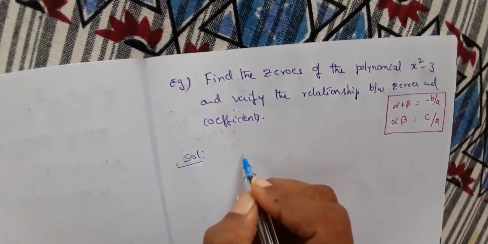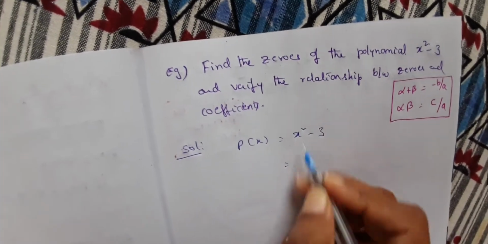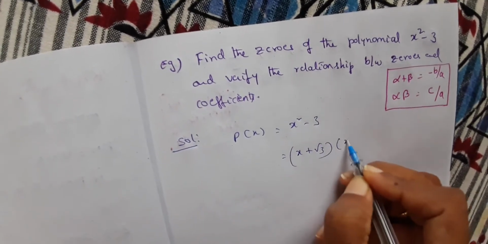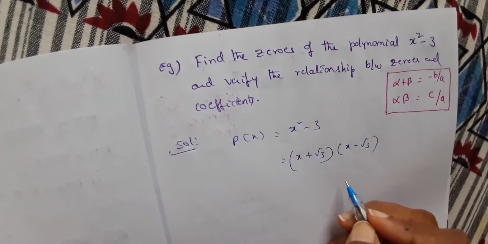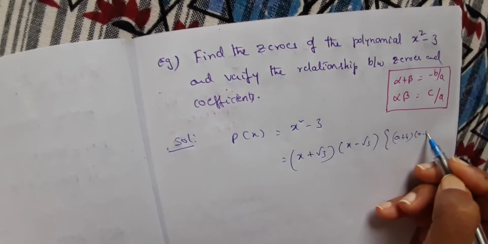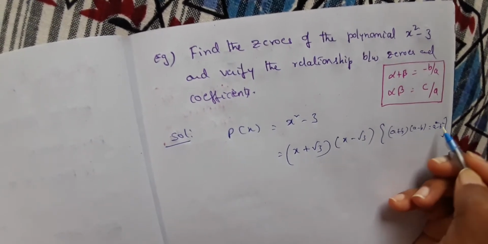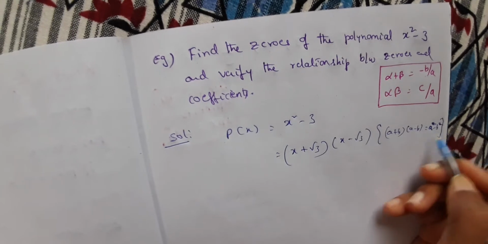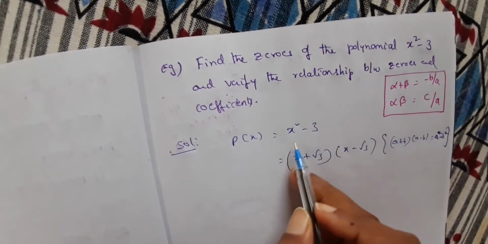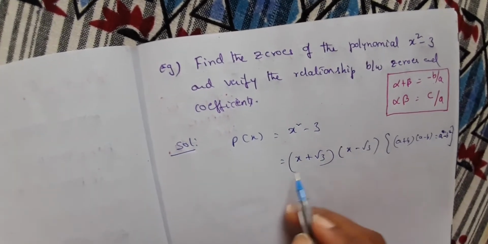So here, p of x is equal to x square minus 3. I can write it as x plus root 3 into x minus root 3. Why? Because a plus b into a minus b is a square minus b square. So using this identity, I can make this sum as a product of two terms. So now from here it is very clear.